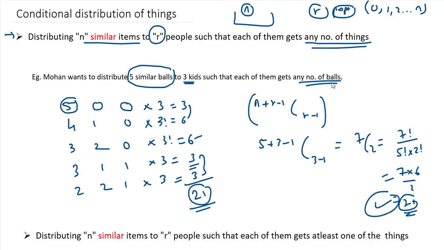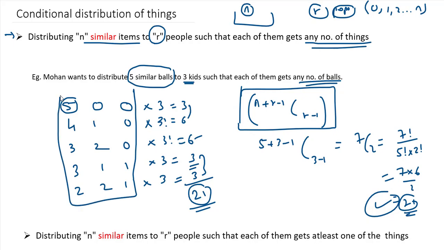So this distribution of 5 balls to 3 kids can be done in 21 ways such that each of them gets any number of balls. So by using this formula, you can find out. You don't have to list down all the possible combinations and then find in how many ways these combinations can be distributed internally. You can directly use this formula.